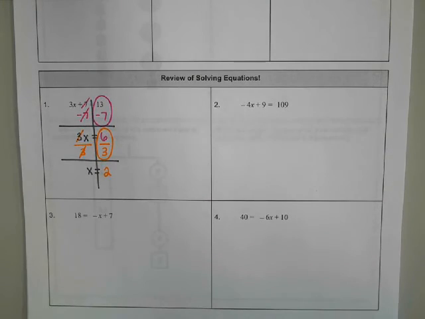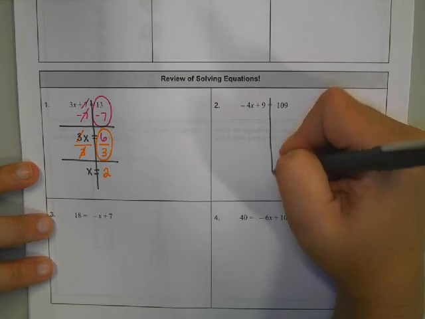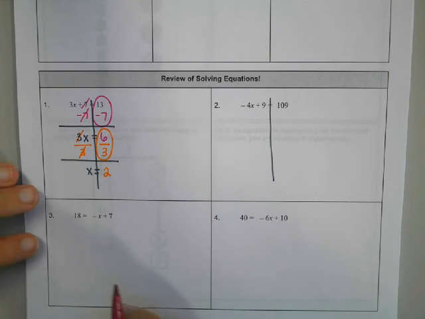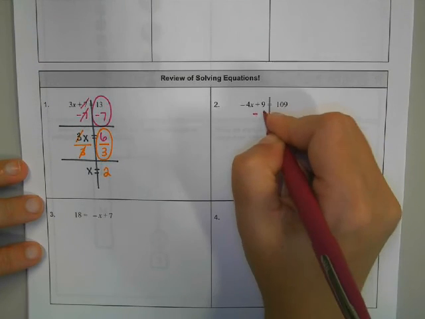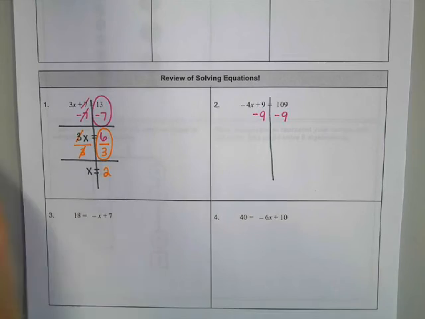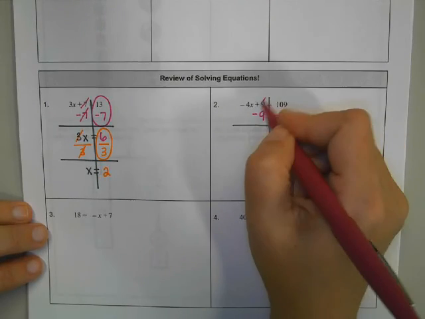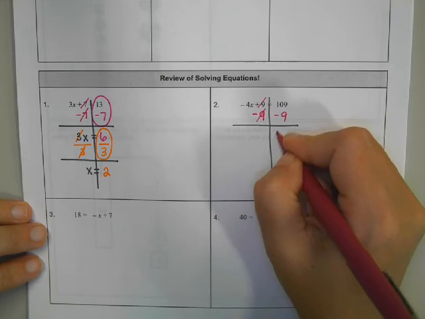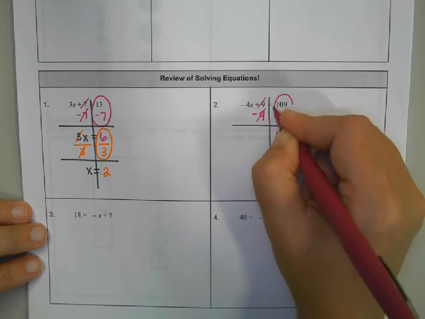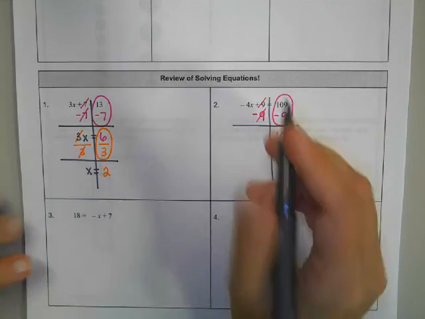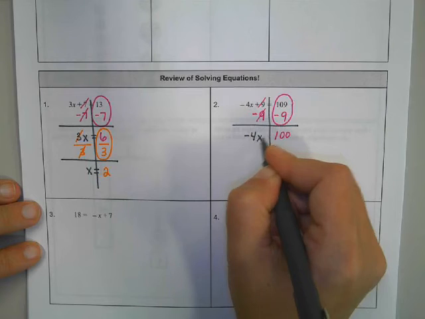All right, let's try number 2. So I'm going to draw my line through my equal sign. In order to get x by itself, I'm going to start by subtracting 9 on both sides. And when I do that, the 9 and the 9 cancel. 109 minus 9 is just 100. And I'm going to drop down my negative 4x.